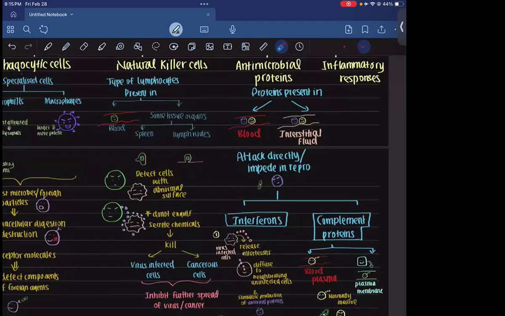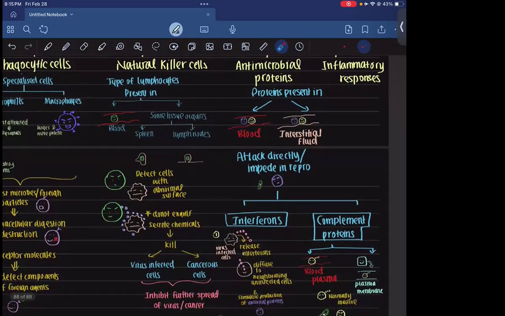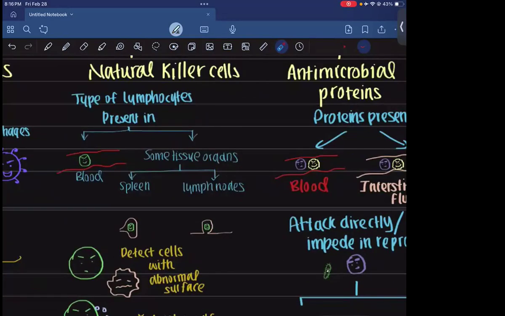Yes. Okay. Now let's move on to the second type of internal defense. The second type of internal defense will be performed by natural killer cells. So natural killer cells are the second type of cells involved in internal defense and innate immunity. Now, who are these natural killer cells? They are also a type of WBC. They are a type of lymphocytes. So lymphocytes are also a type of WBC.